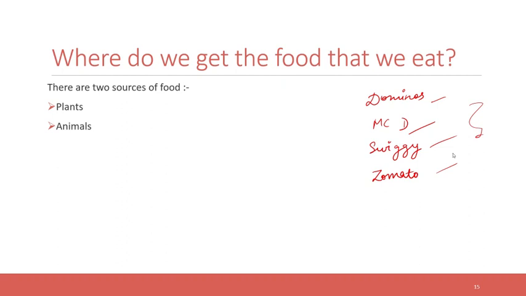You know what? There are two main sources of food: plants and animals. Yes, you heard it right. There are two main sources of food: plants and animals.